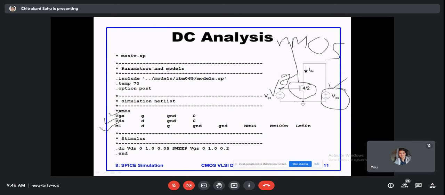It is freedom given to you, but it is better to write keywords related to that element. Suppose this is the gate terminal of a MOSFET, so I write the node as G, so it will be easier for other people to understand. So the nodes are G and ground, and its initial value is considered to be 0 volt. It is a two terminal device. Similarly VDS, between D and ground, with initial value 0 volt.